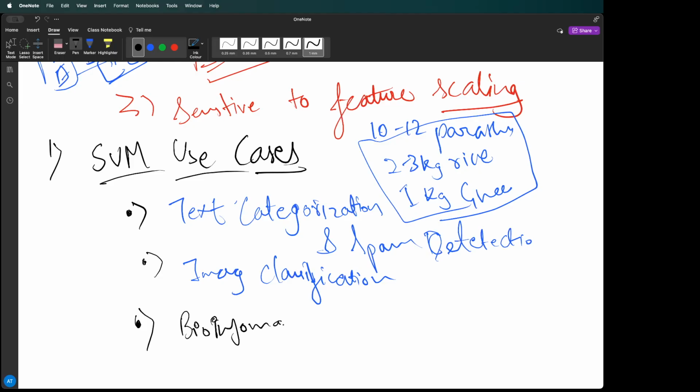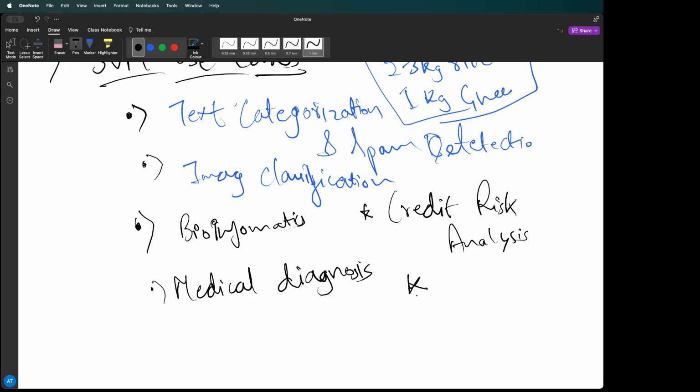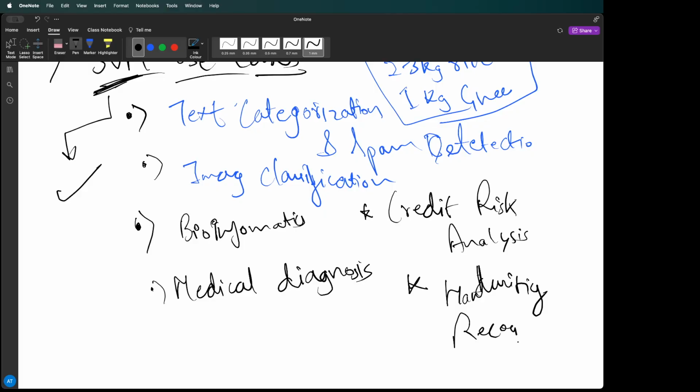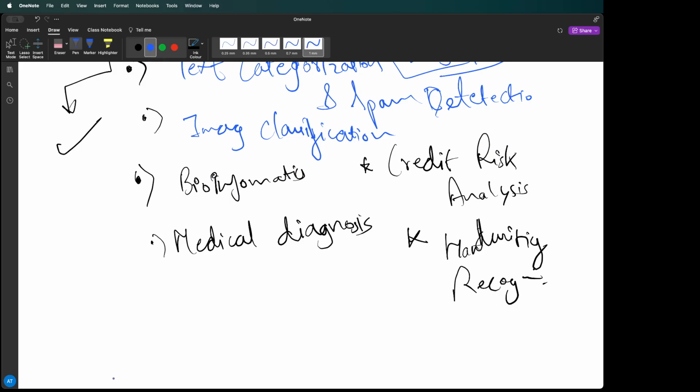Bioinformatics, credit risk analysis, medical diagnosis. Then if somebody asks, can SVM be used for neural nets or deep learning neural networks? Yes. Handwriting recognition, yes, and so on. Again, the last topic, strengths and limitations.